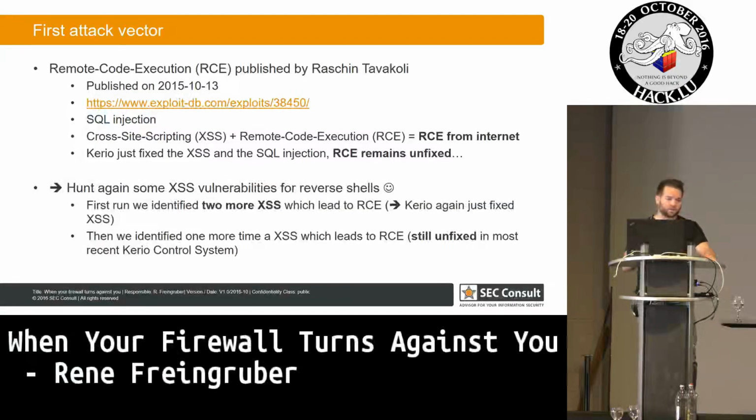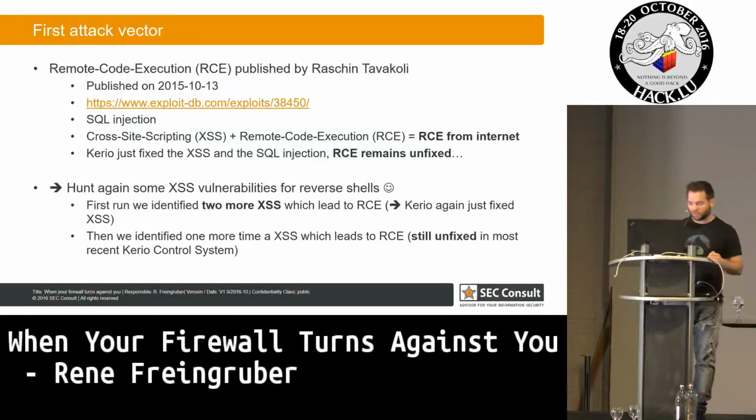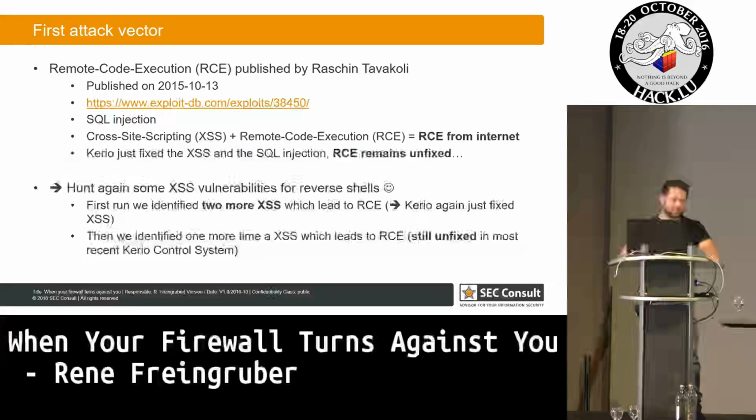So he came to me and said, let's have a look at this again, and let's hunt again for some cross-site scripting vulnerabilities. In this case, we identified two more cross-site scripting vulnerabilities. We reported them again. They just fixed again just the cross-site scripting, but not the remote code execution. Then we identified one more cross-site scripting vulnerability, and this is still unfixed, so we can still spawn reverse root shells on this firewall.